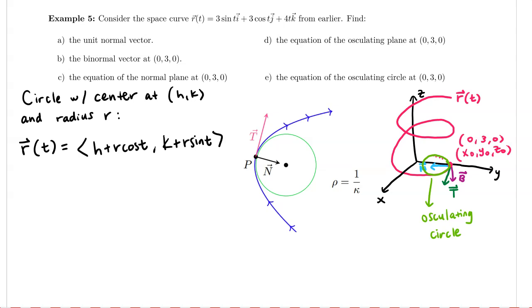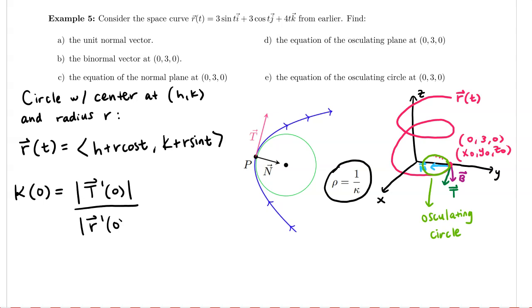And let's see. We know the relationship that the radius is equal to 1 over the curvature, and we calculated the curvature earlier. We found that the curvature at t equals 0 was... Just kidding. I looked back at my notes and I thought we had calculated the curvature, but I guess not. So let's do that now. The curvature at t equals 0, we can calculate by evaluating the magnitude of T prime of 0, divided by the magnitude of r prime of 0.